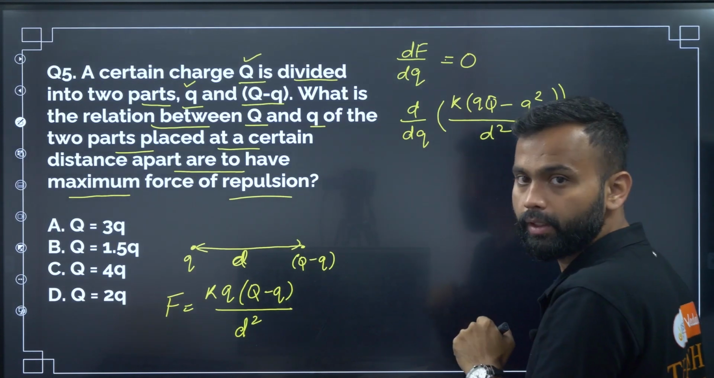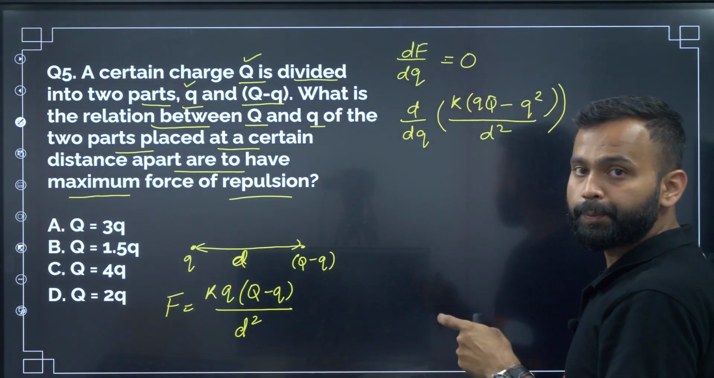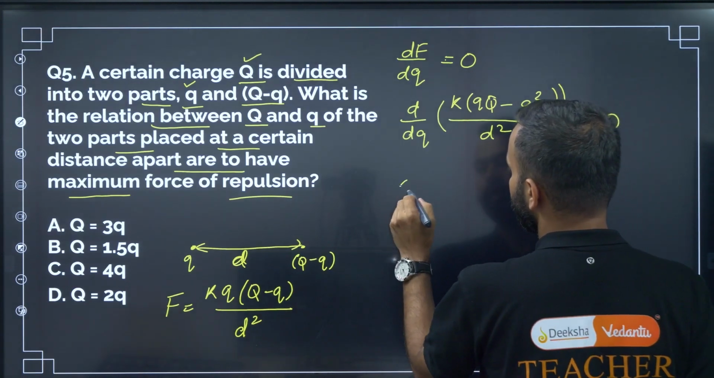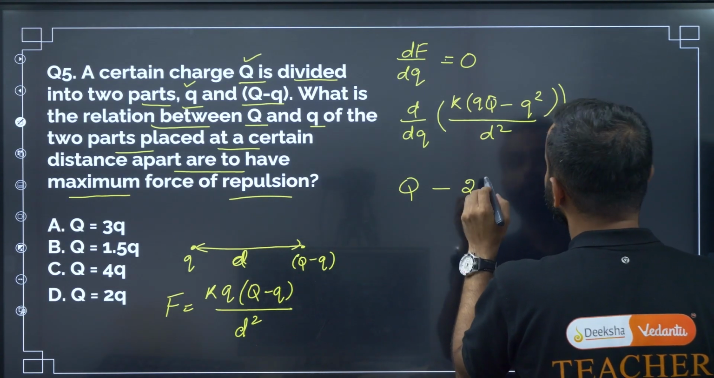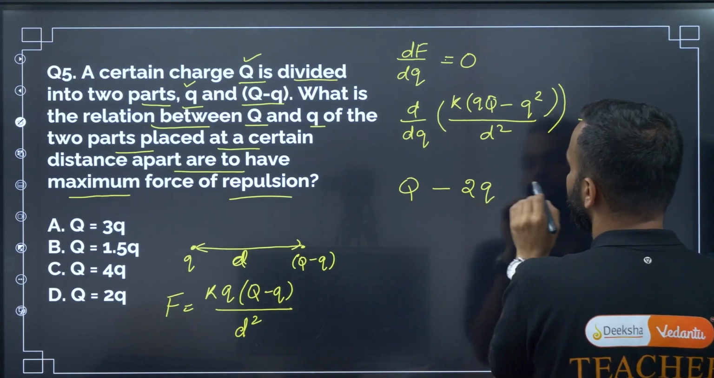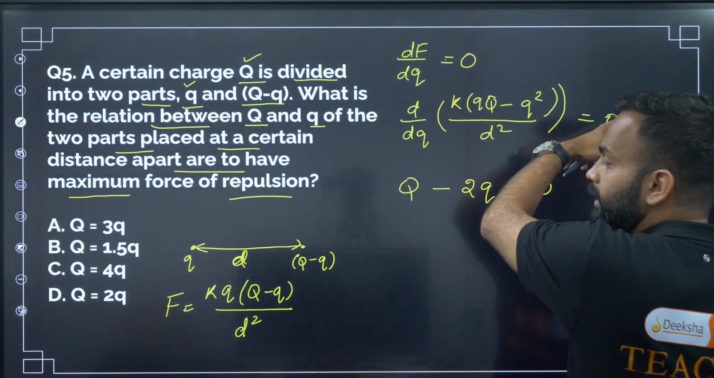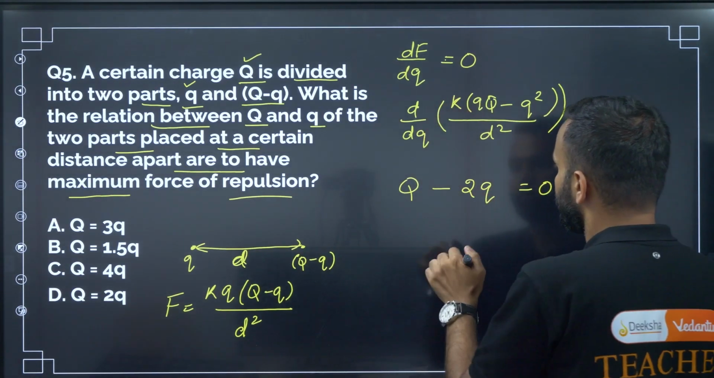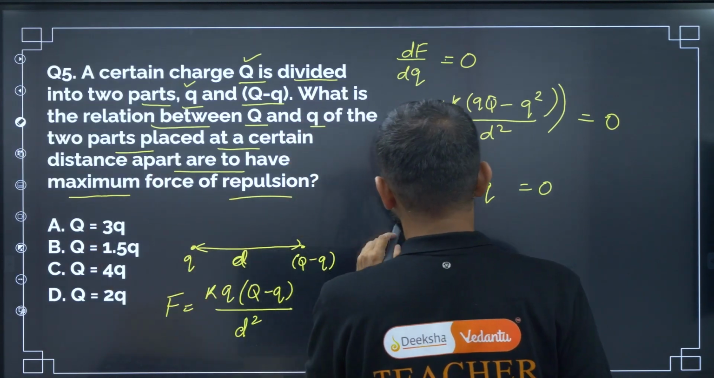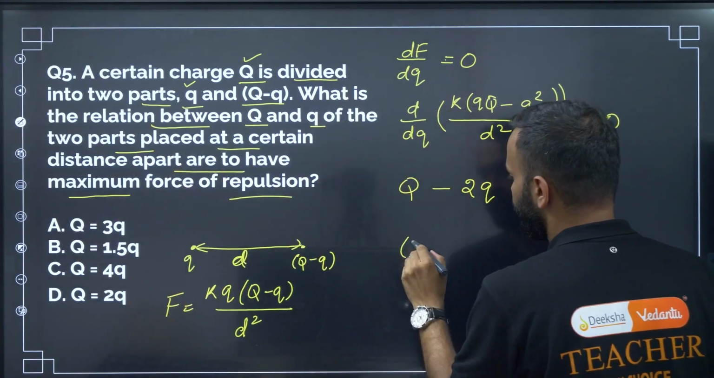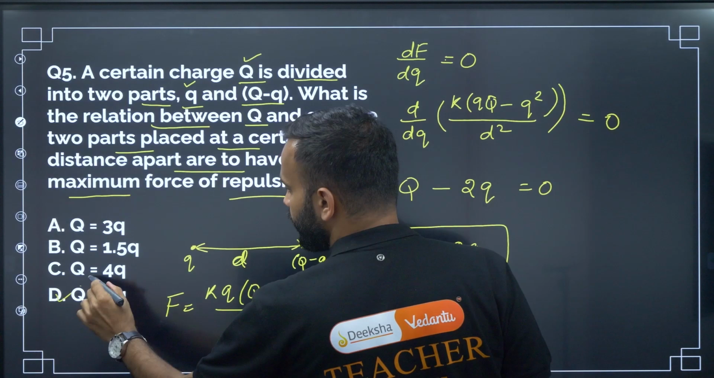Equal to 0. The differentiation of small q into capital Q with respect to small q is capital Q only. Minus the differentiation of small q square with respect to small q, that is 2q. So Q minus 2q equals 0. K divided by d square goes to the other side, so it becomes 0. So capital Q equals 2 times small q. So the correct option is D.